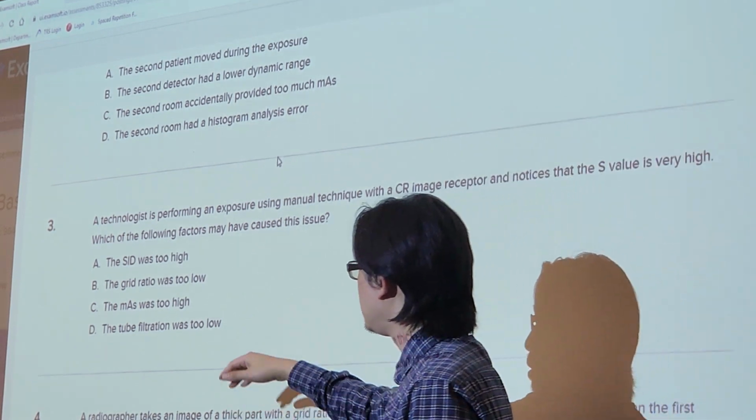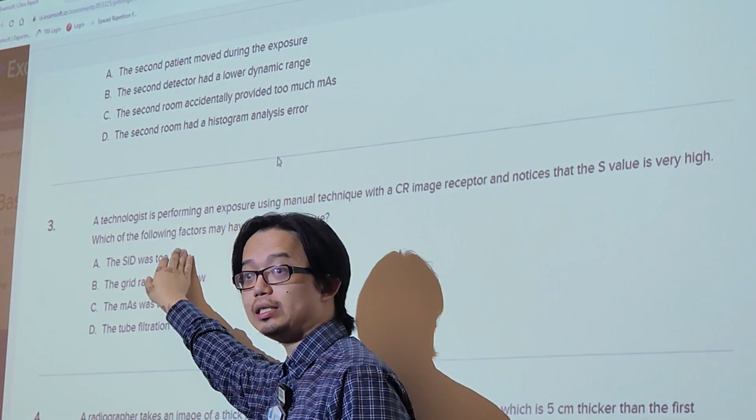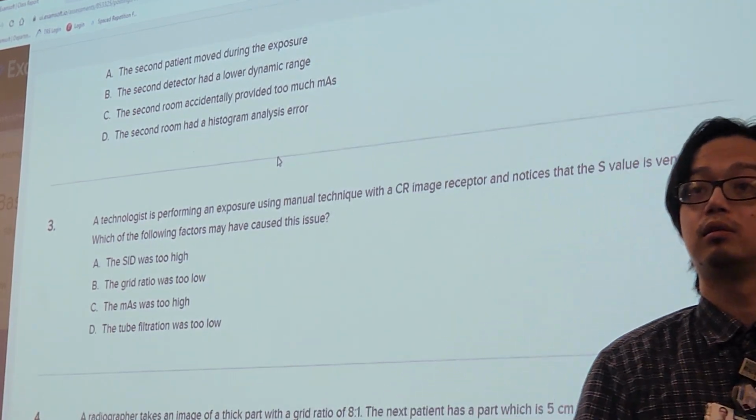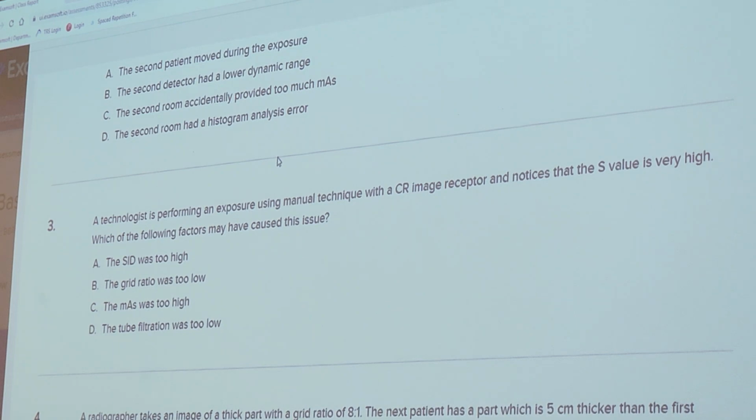So Janelle, if the SID is high, if we increase the SID, what happens to the number of X-rays reaching the IR? It decreases. And what law tells us that? Inverse square law. Very good.